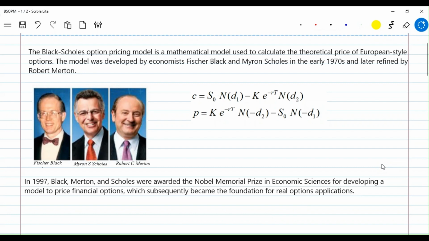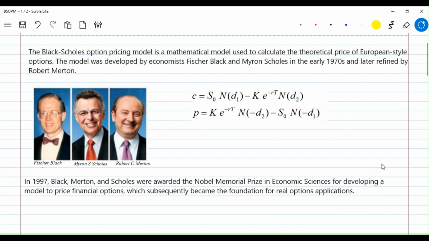In 1997, Black, Merton, and Scholes were awarded the Nobel Memorial Prize in Economic Science for coming up with this financial option valuation model. Unfortunately, Fisher Black was not alive at that time to receive the Nobel Memorial Prize. And Robert Merton has made a lot of refinement to the model that Black as well as Scholes had come up with.